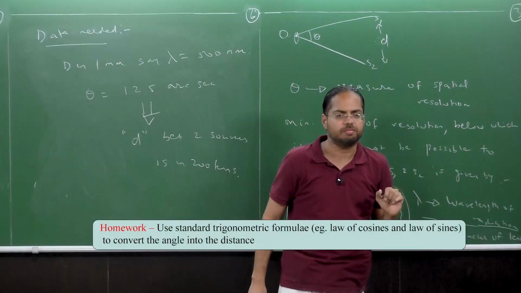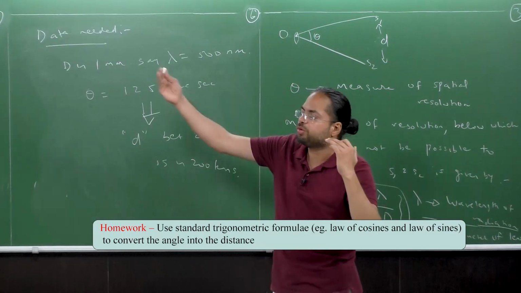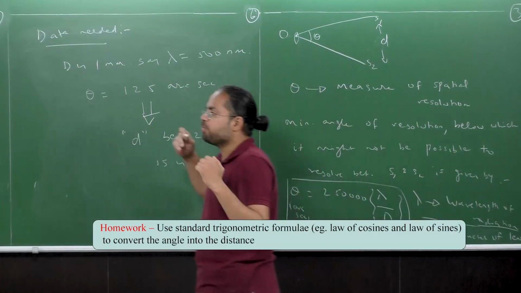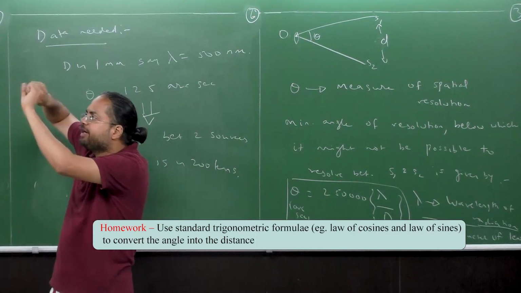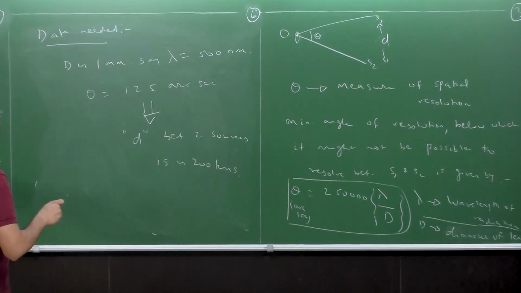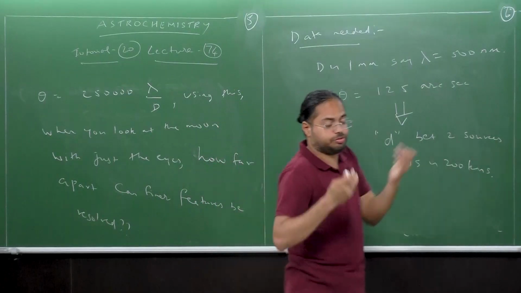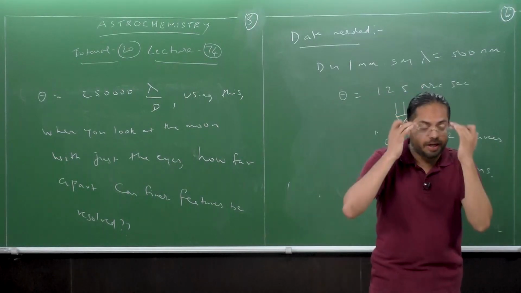Okay, that's not a problem. So in other words, when you see the moon with your naked eye, if you're able to see two distinct features, they're actually 200 kilometers apart. That is what this formula tells us. Okay, please note this carefully. This is the case with simply looking at the moon with our naked eyes.